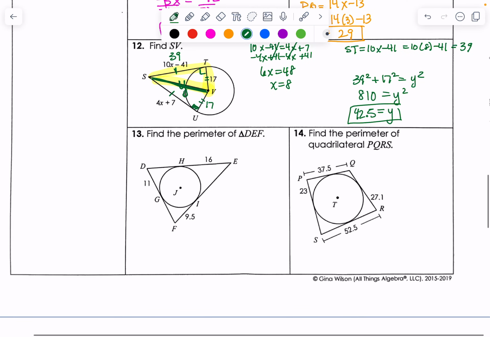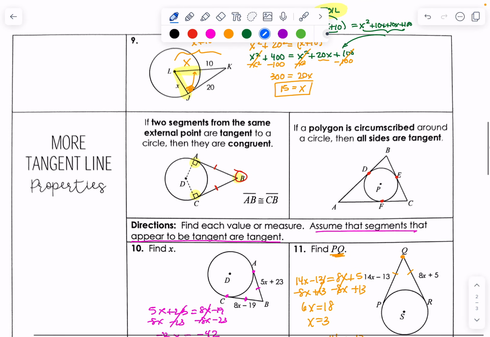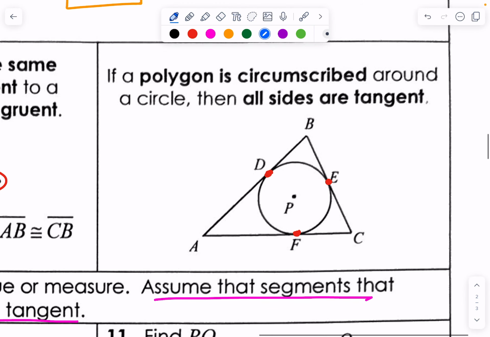All right, so now we're going to use the second property to find the perimeter of this first triangle. So let's go back and look at the property. It says that if a polygon is circumscribed around a circle, then all the sides are tangent.